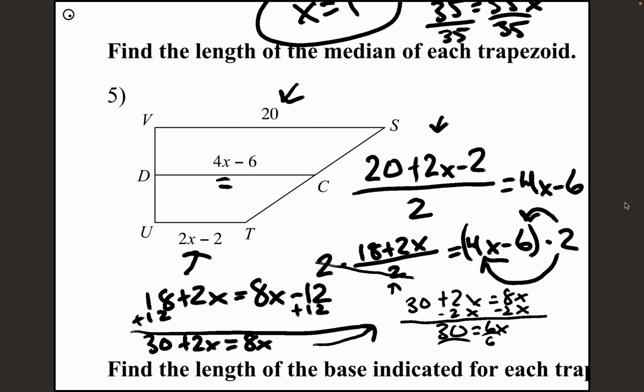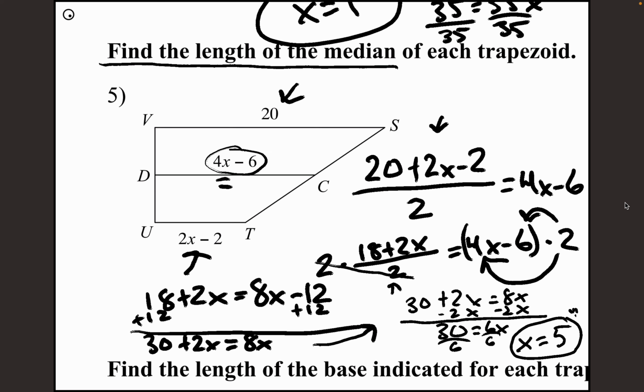Divide by 6, and what do we get for x? 30 divided by 6 is 5. So x equals 5. But that doesn't tell us what we need to find. We need to find the length of the median. So I need to plug this in to my original equation.